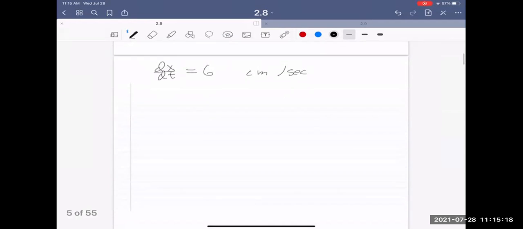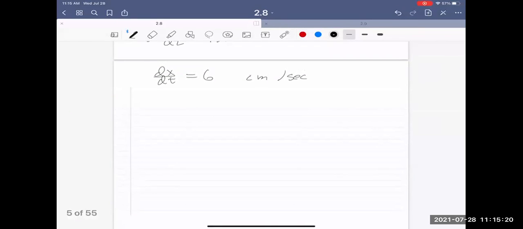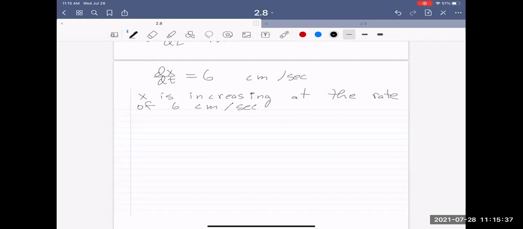And so this is positive. So x is increasing at the rate of 6 centimeters per second. Any questions about that? Okay.